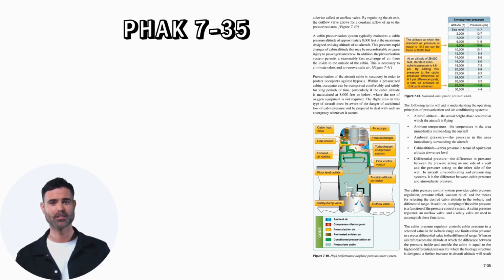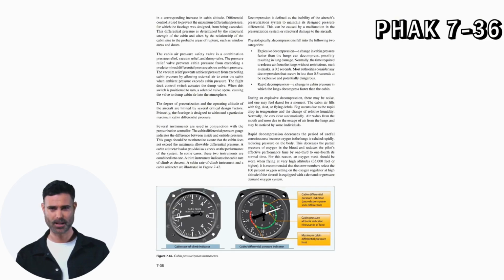When an aircraft reaches the altitude at which the difference between the pressure inside and outside the cabin is equal to the highest differential pressure for which the fuselage structure is designed, a further increase in aircraft altitude will result in a corresponding increase in cabin altitude. Differential control is used to prevent the maximum differential pressure for which the fuselage was designed from being exceeded. This differential pressure is determined by the structural strength of the cabin and often by the relationship of the cabin size to the probable areas of rupture, such as window areas and doors.